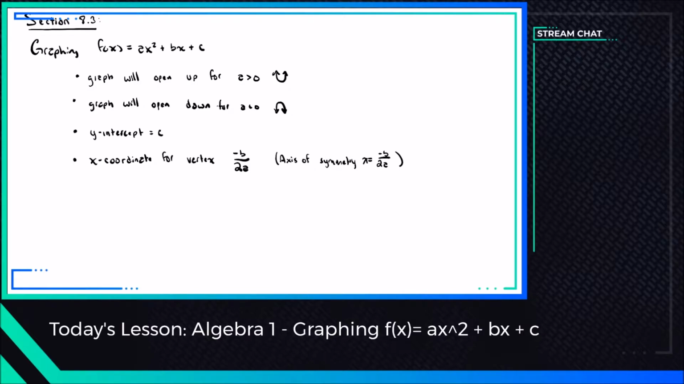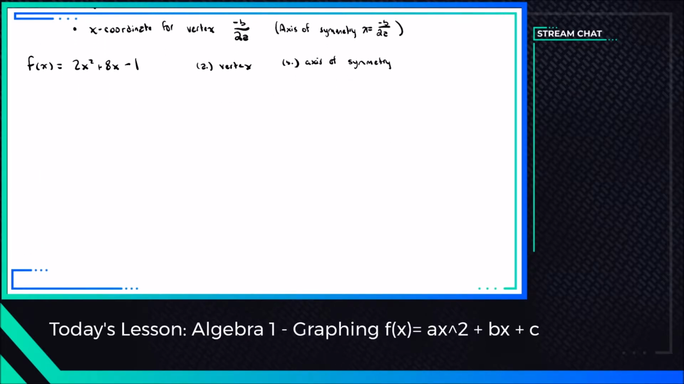So for this equation, f of x is equal to 2x squared plus 8x minus 1, I want to find both the vertex and our axis of symmetry. It's going to be easier if we find our axis of symmetry first, because that's going to be the x-coordinate of our vertex. So why don't we go ahead and find our axis of symmetry first.